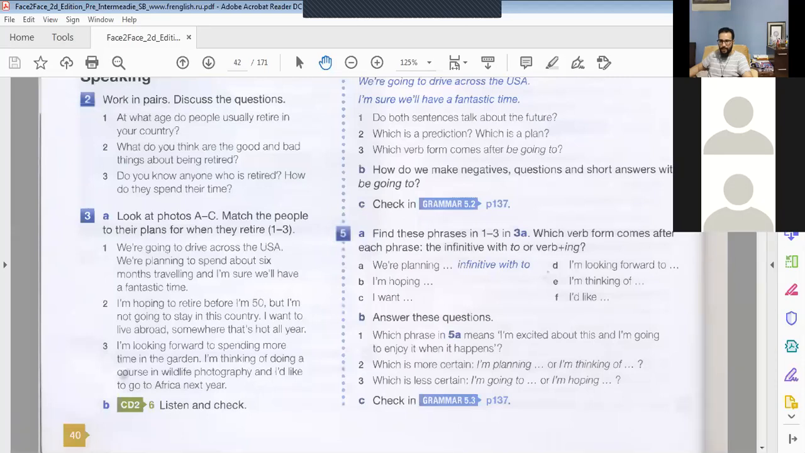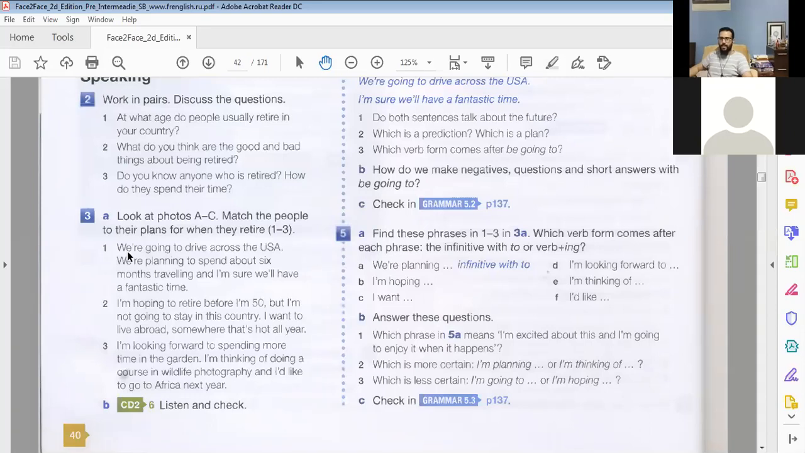Okay, let's listen. We're going to drive across the USA. We're planning to spend about 6 months traveling, and I'm sure we'll have a fantastic time. Derek: I'm hoping to retire before I'm 50, but I'm not going to stay in this country. I want to live abroad, somewhere that's hot all year. Heidi: I'm looking forward to spending more time in the garden. I'm thinking of doing a course in wildlife photography, and I'd like to go to Africa next year.